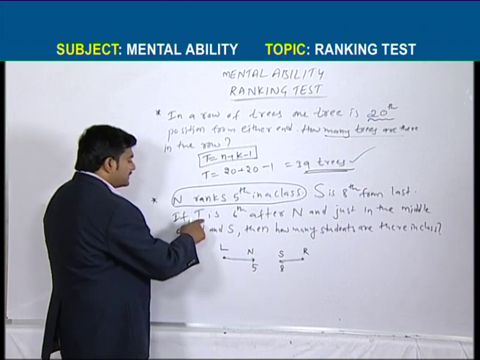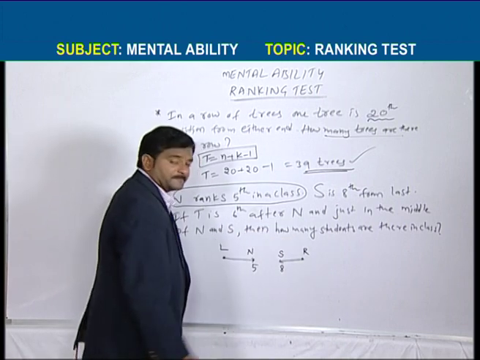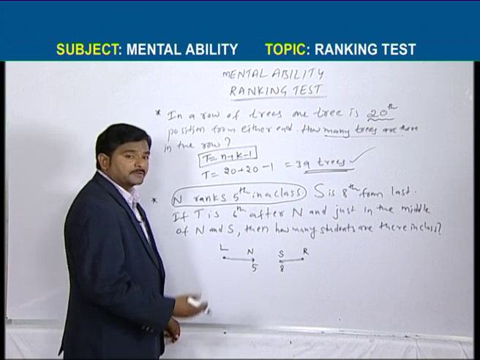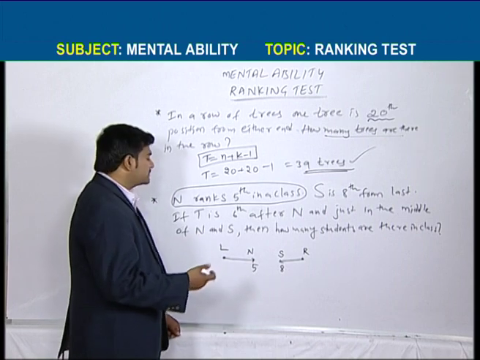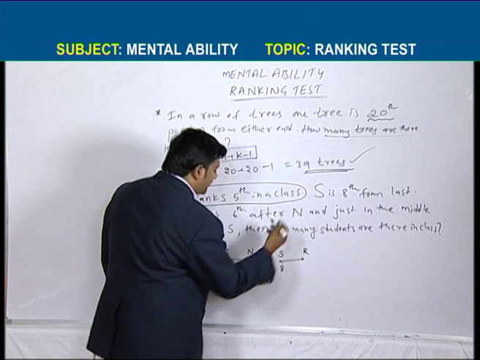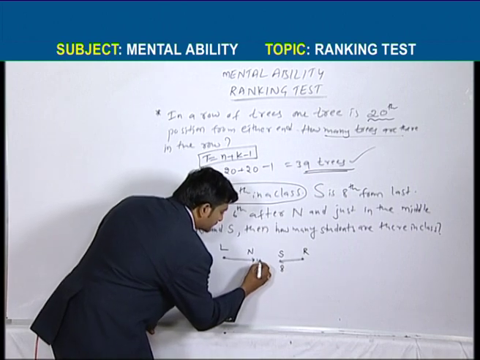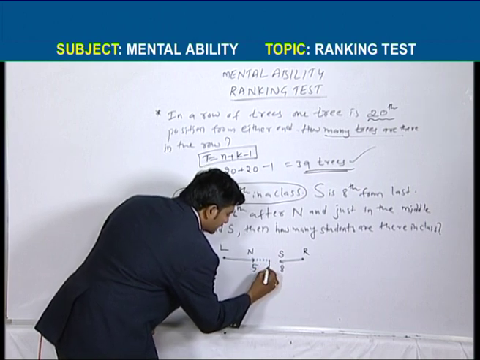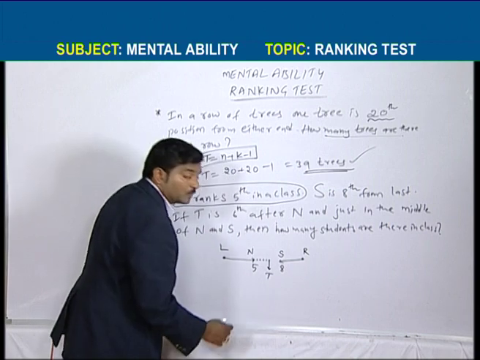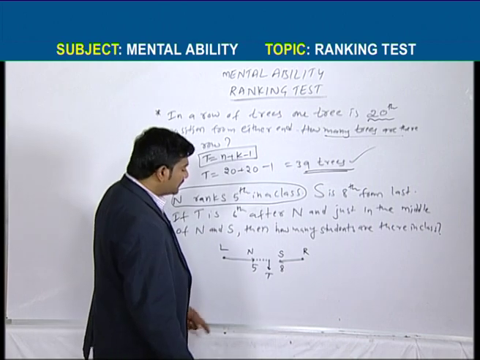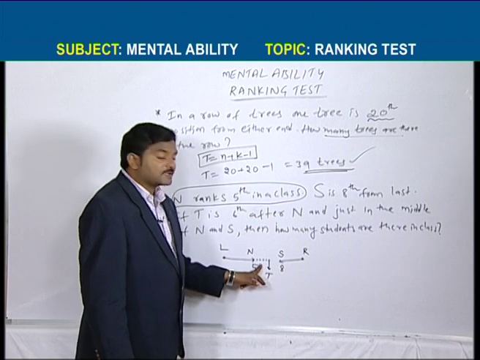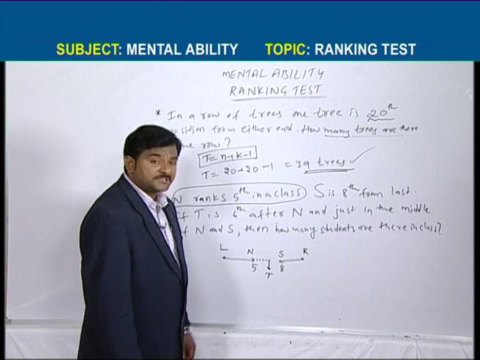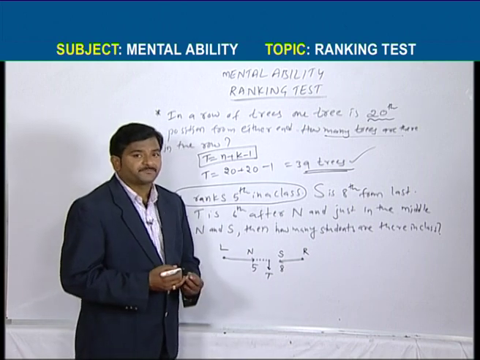And one more thing is given. What did he mention here? T is 6th after n. So after n, T is at the 6th position. If T is 6th after n, let's say first position, second position, third position, 5th position, 6th position. So this 6th position is whose position? T's position, because he only mentioned T is 6th after n.